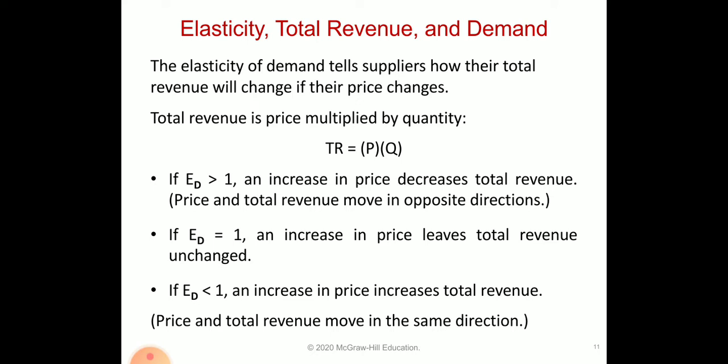We know that when I have an elastic product, it means that if the price increases, the total revenue will decrease. If the elasticity of demand, ED, equals 1, an increase in price leaves total revenue unchanged, the same. What about if it's less than 1? This is inelastic, so the price and the total revenue move in the same direction.